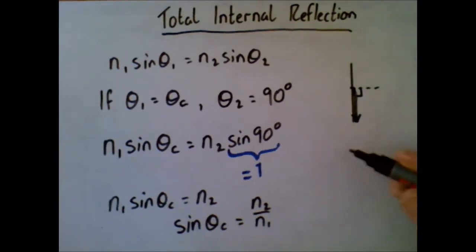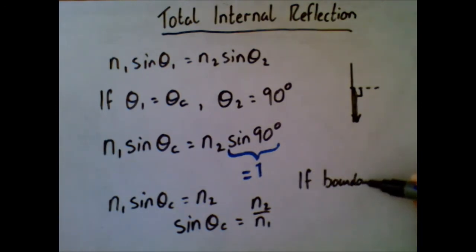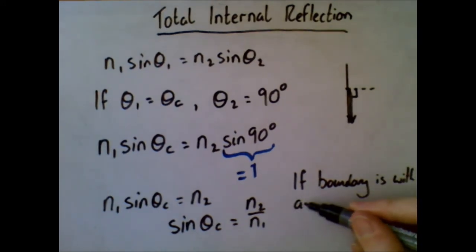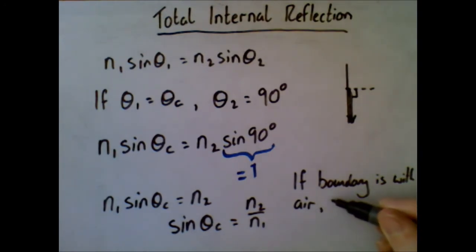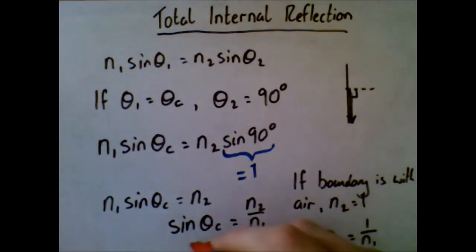More common, I suppose, you see this a lot, is if the boundary is with air. So in other words, if, like the case we had, if it's light trying to leave a material into the air, well then n2 is equal to 1. And so that gives us that sine of the critical angle equals 1 over the refractive index of your block. Alright, so both of these formulas here are ones that are worth remembering or worth being able to use. You've got that one there and that one there.